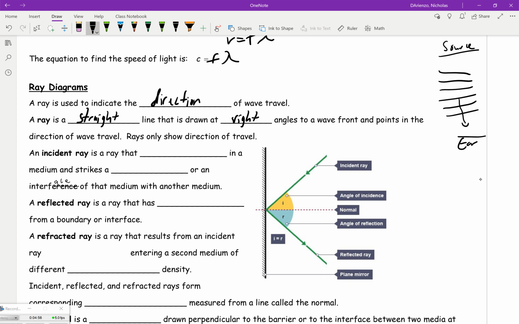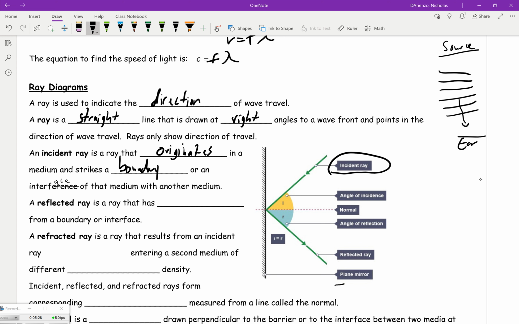So an incident ray, which we see there, is a ray that originates in a medium and strikes a boundary or an interface. Let's say to make an adjustment there, it's not interference, but it strikes a boundary at an interface of that medium with another medium.